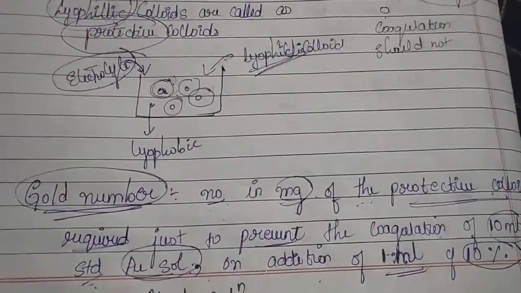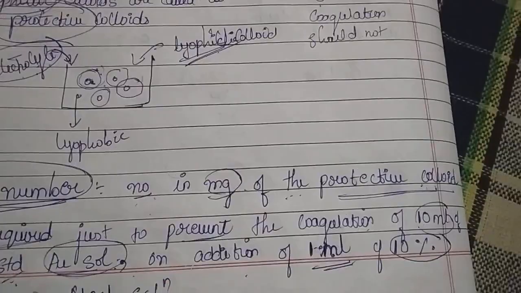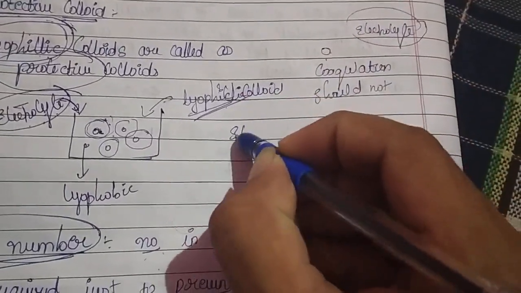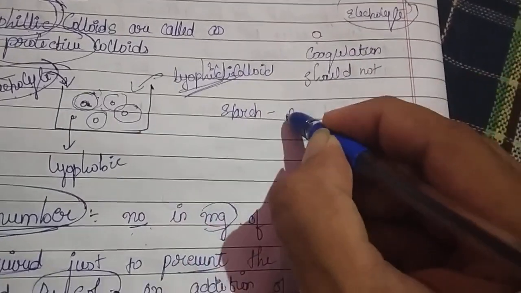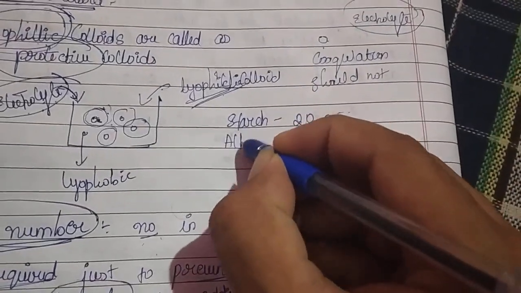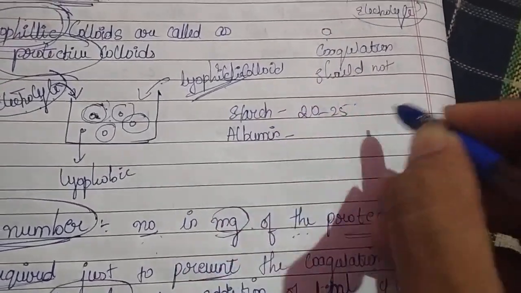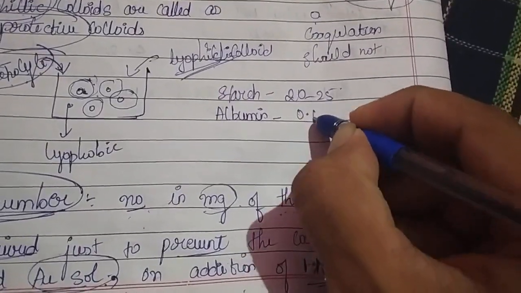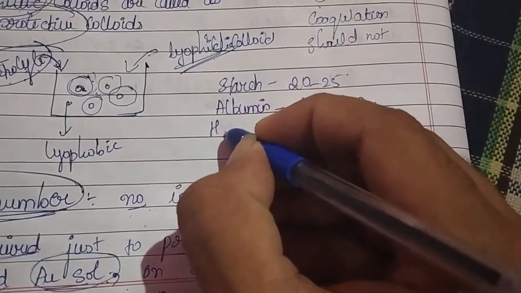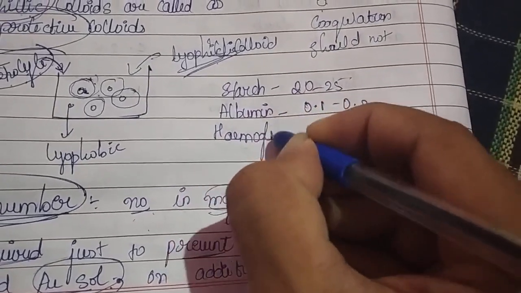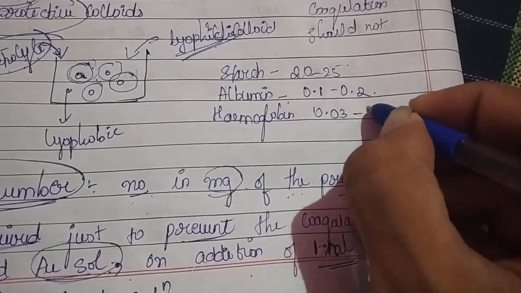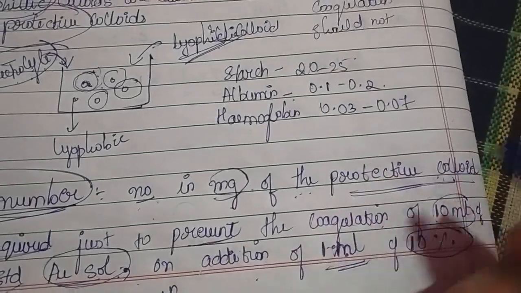Each and every lyophilic colloid has its respective gold number. For example, starch has a gold number of 20 to 25. Similarly, albumin, which is also a lyophilic colloid, has a range of 0.1 to 0.2. When I come to hemoglobin, it has a range of nearly 0.03 to 0.07, and that of your gelatin.